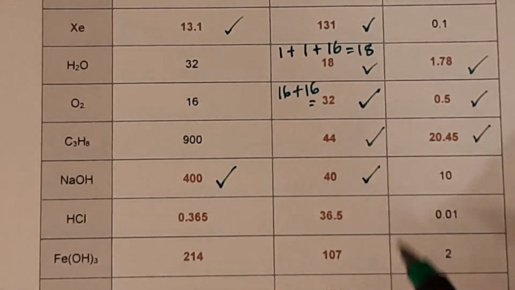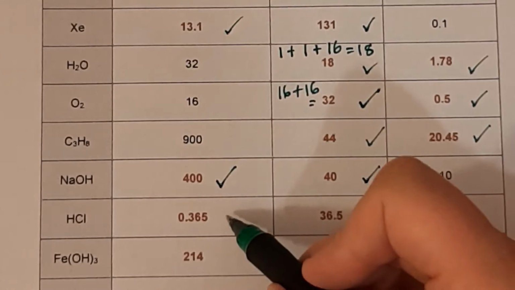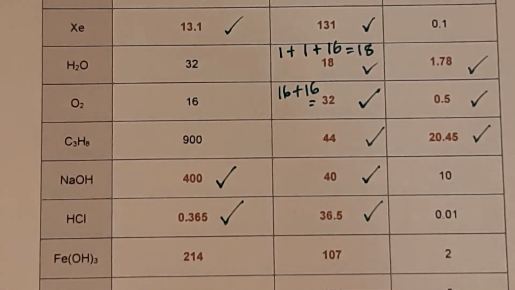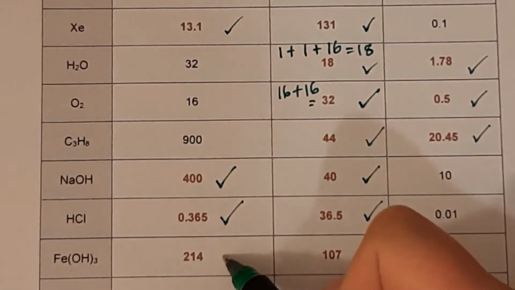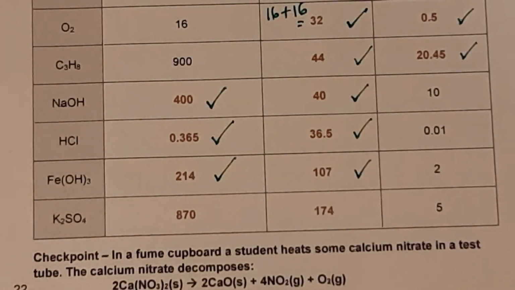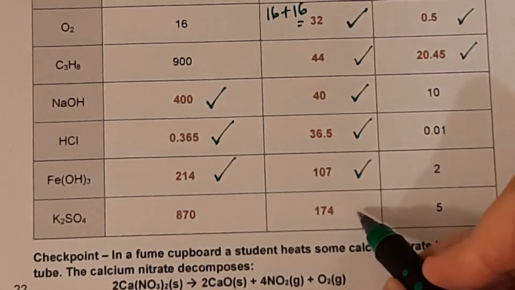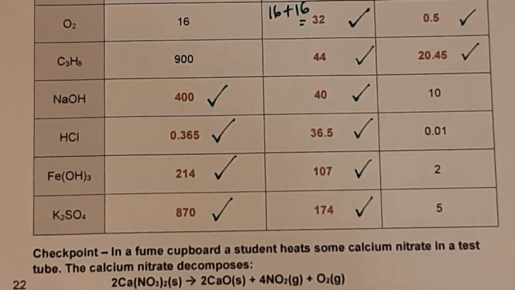HCl, that's hydrochloric acid, has a relative molecular mass of 36.5, and 36.5 multiplied by 0.01 gives us 0.365, and that's grams. Fe(OH)3, or iron hydroxide, has a relative molecular mass of 107. 107 multiplied by 2 gives us 214 grams. And lastly, K2SO4, which is potassium sulfate, 174 is its relative molecular mass, multiplied by 5 gives us 870 grams. Okay, so well done. Make sure you give yourself a mark out of 28.